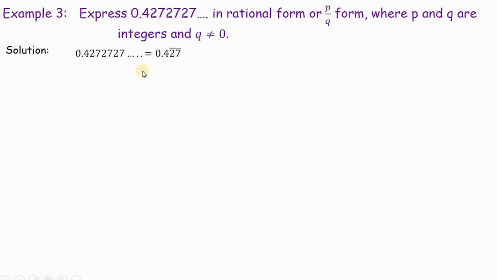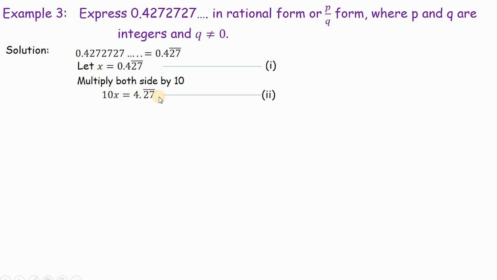Okay, we'll do the first step, that is to let x equal to 0.427 bar, and we'll name this equation 1. And now what we have to do is move this 4 to the left hand side of the decimal. To do so, since only one digit is there, that is 4, we'll multiply both sides by 10. We'll get 10x equal to 4.27 bar. And we'll let this be equation 2.